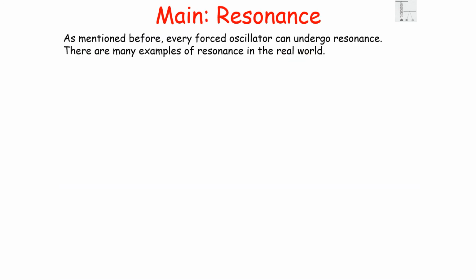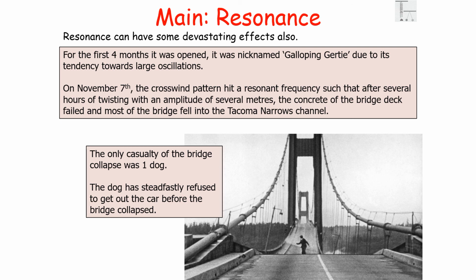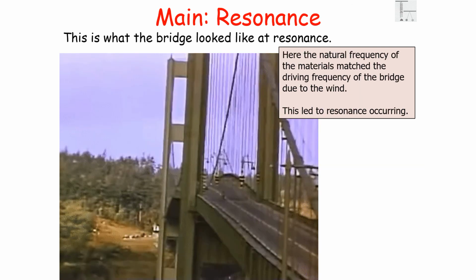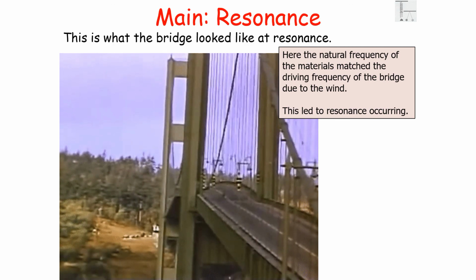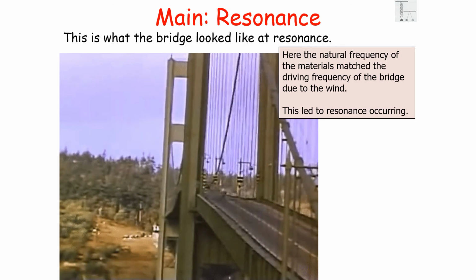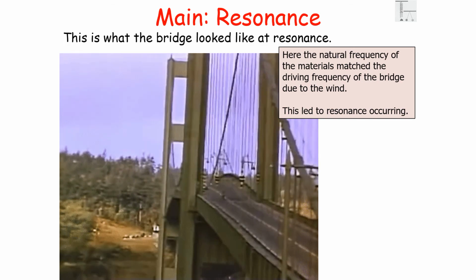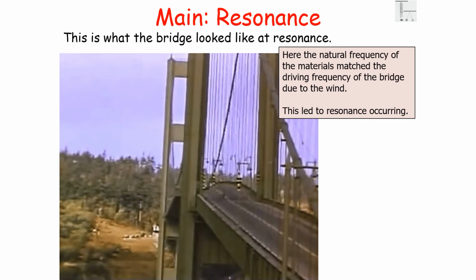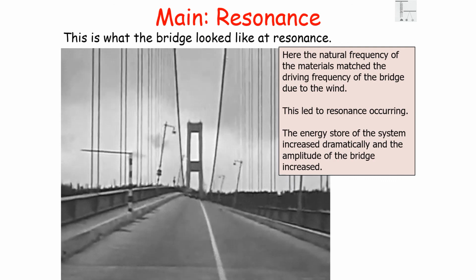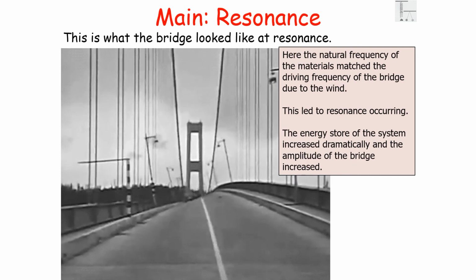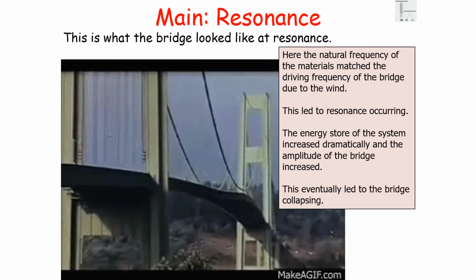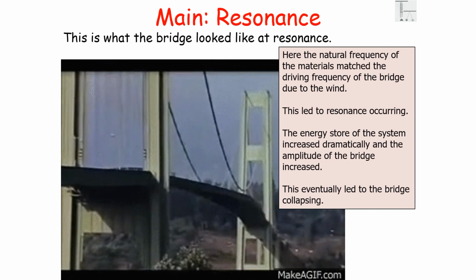Now, as mentioned before, every forced oscillator can undergo resonance, and there are many examples of resonance in the real world, such as the Tacoma Narrows Bridge collapsing in 1940 due to resonance. When the bridge was undergoing resonance, it showed the following features. This is because the natural frequency of the materials matched the driving frequency of the bridge due to the wind. This led to resonance occurring, and the energy store of the system increased dramatically, and the amplitude of the bridge increased. This eventually led to the bridge collapsing after it had been put under too much stress.